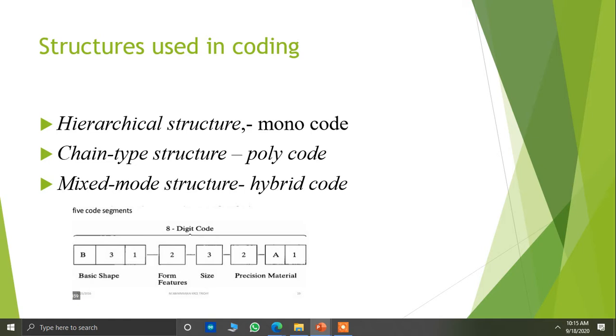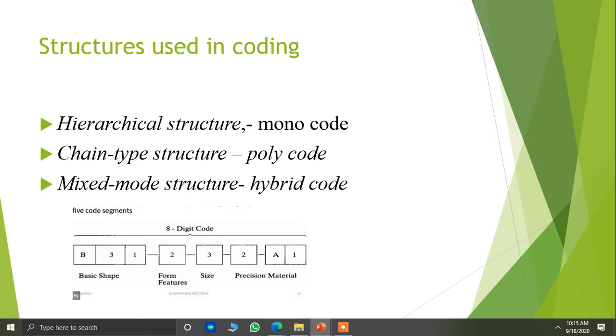Each particular segment of the code will have a significance. First, have a look at this 5 code system, which I have taken to explain how a code system looks. The first code is B31. That's a basic shape. For example, you take sheet metal that you are planning to form into a culinary utensil.